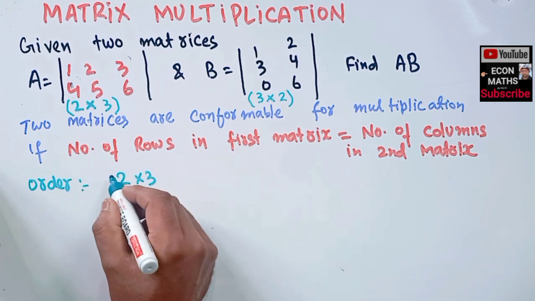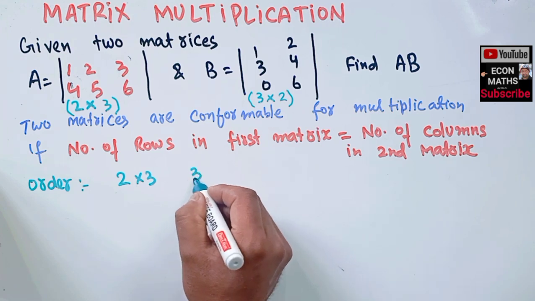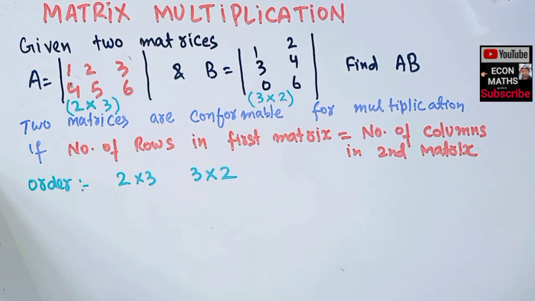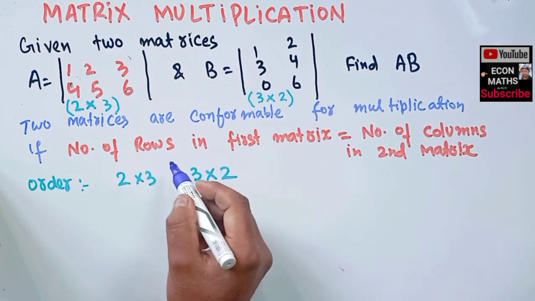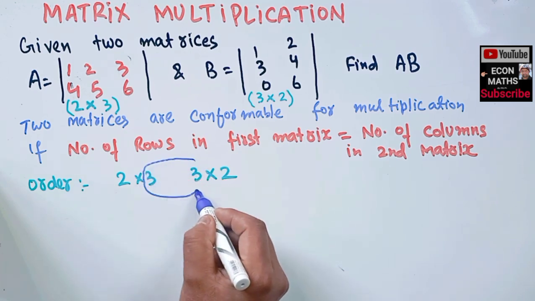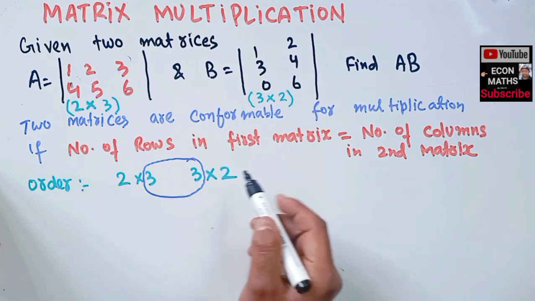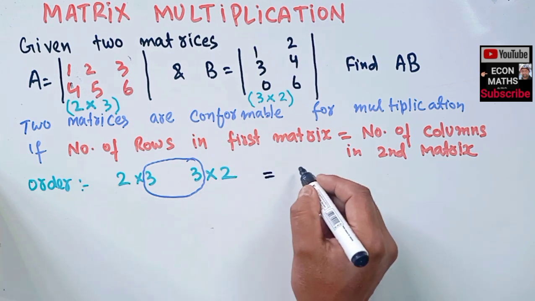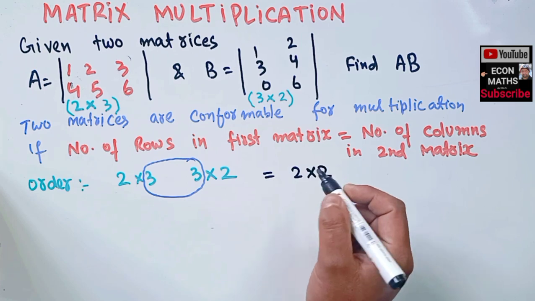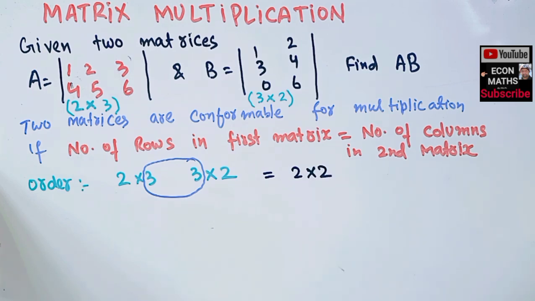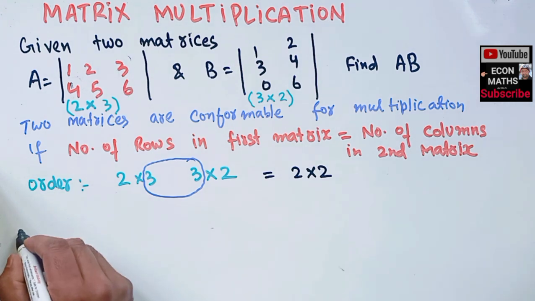Let us write it in this fashion. Here we have 2 into 3, and here we have 3 into 2. So the order will be left with 2 into 2. So the new matrix will have order 2 into 2. That means there will be 2 rows and 2 columns in the new matrix. Here conformability is applicable because the number of columns in the first matrix is exactly equal to the number of rows in the second matrix. So let me write it here.